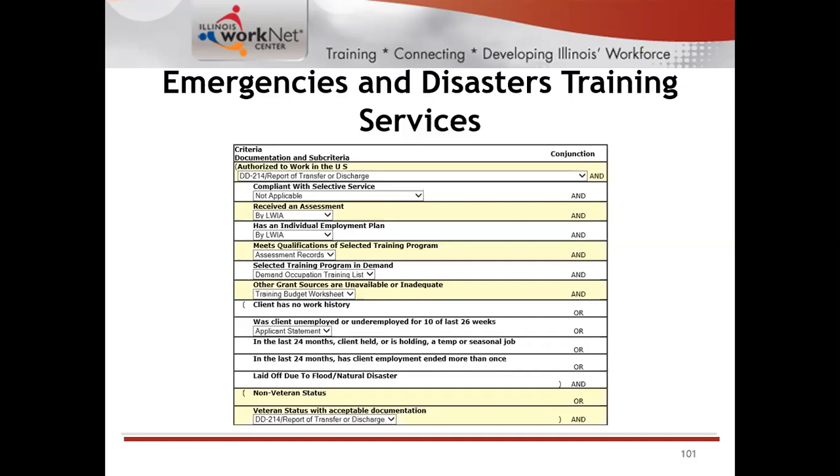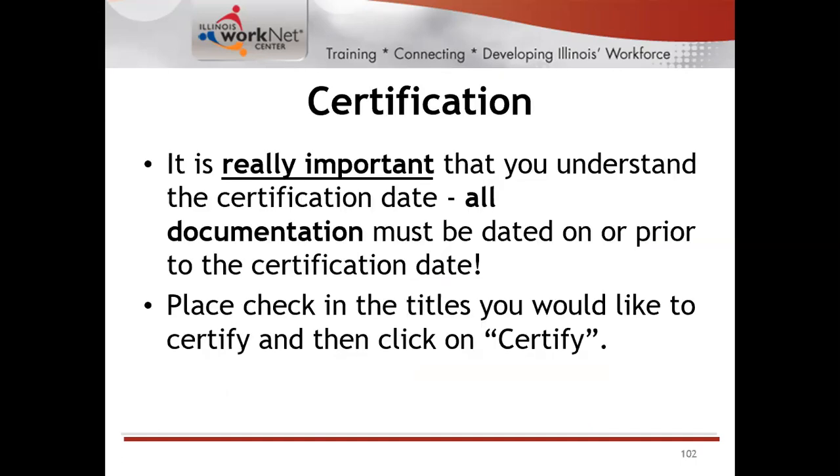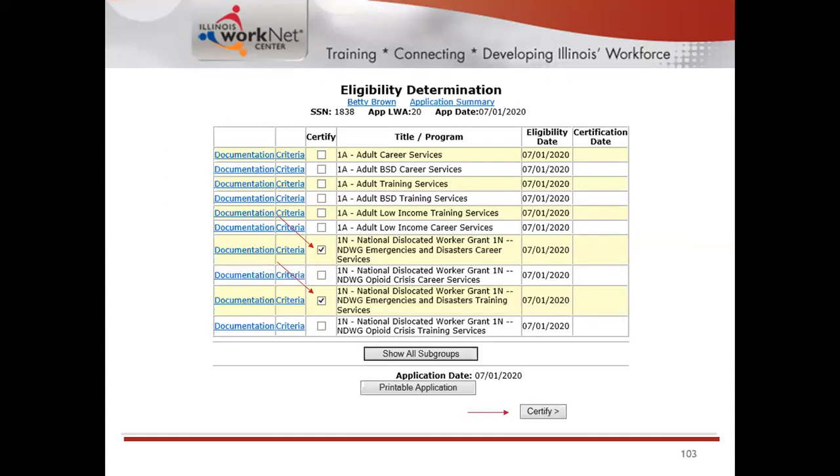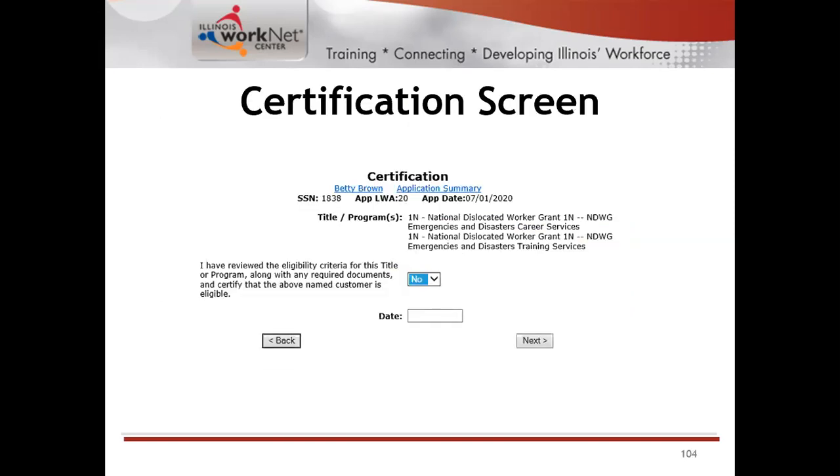That's the reason why I recorded assessment tests, and the other PowerPoint, the longer version, has the step-by-step for that. Certification dates, it's really important you understand that all documentation must be dated on or prior to whatever that certification date is. The career planner chooses the certification date. So in order to get there, you have to pick the titles that you're going to certify, and you've only moved there if you've put the documentation in.